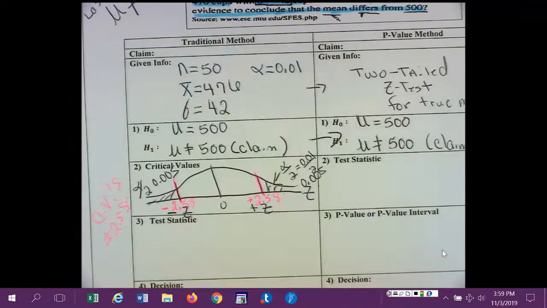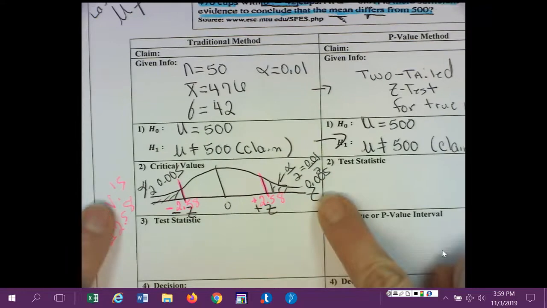Again, we have two critical regions because it's a two-tailed z-test. When it was a right-tailed z-test, we shaded the right tail and we had only one critical value and it was positive. Now that it's two-tailed, we shade both tails and we have two critical values, a plus and a minus, and we had to divide alpha by 2.